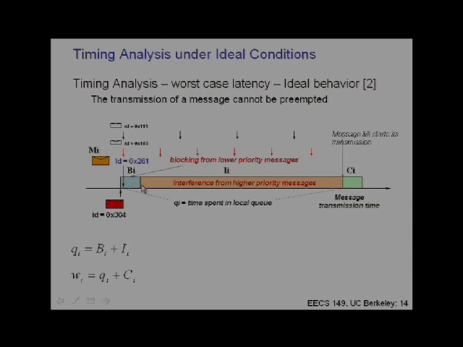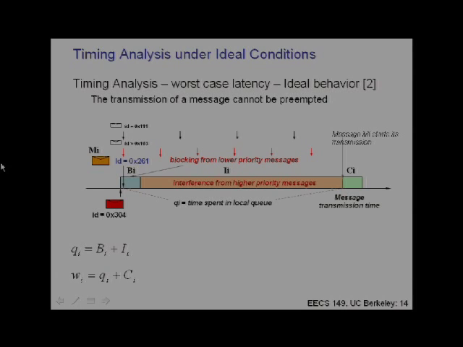So the time spent in the queue is the sum of the blocking time plus the interference time. So the queue time for message I is Bi plus I sub I. And the response time is the queue time plus the transmission time. Okay? So we can write a bunch of equations to figure out how these quantities depend on each other.